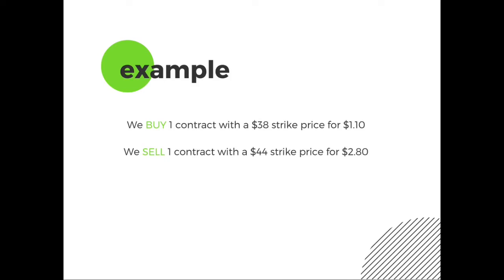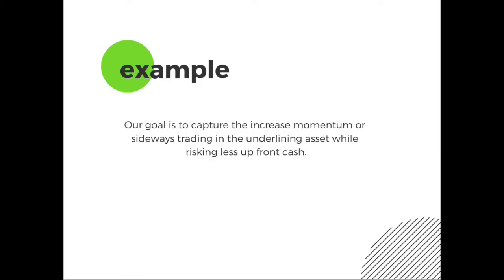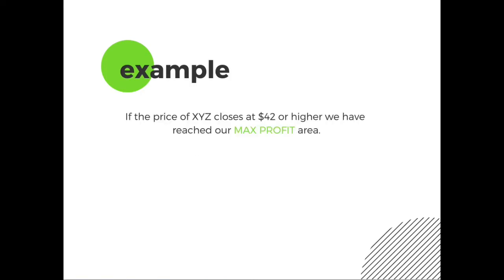We then sell one contract with a $44 strike price for $2.80 each. Our net cost on this trade is the buy minus the sell, and since our buy is lower than our sell, well, we're going to walk away with a net credit. In this example, our net credit is $1.70. Now, remember, our goal is to capture the increase in momentum or sideways trading in the asset while risking less upfront cash. Now, if the price of XYZ closes at $42 or higher, we've reached our max profit area.